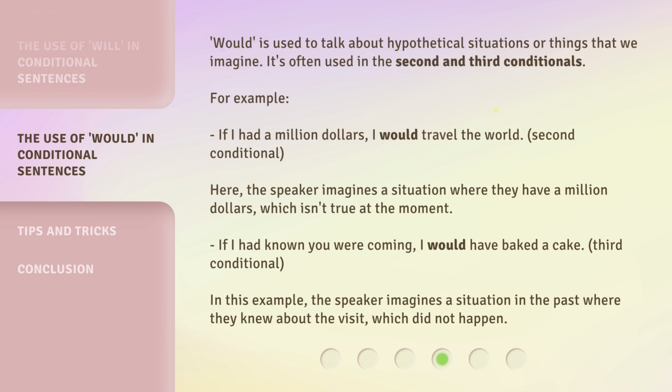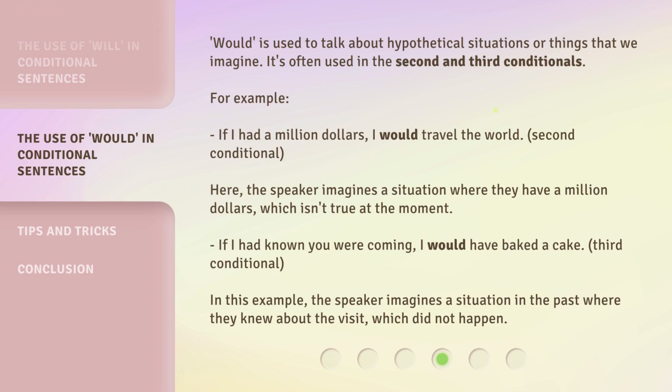Would is used to talk about hypothetical situations or things that we imagine. It's often used in the second and third conditionals. For example, if I had $1 million, I would travel the world. Second conditional. Here, the speaker imagines a situation where they have $1 million, which isn't true at the moment.